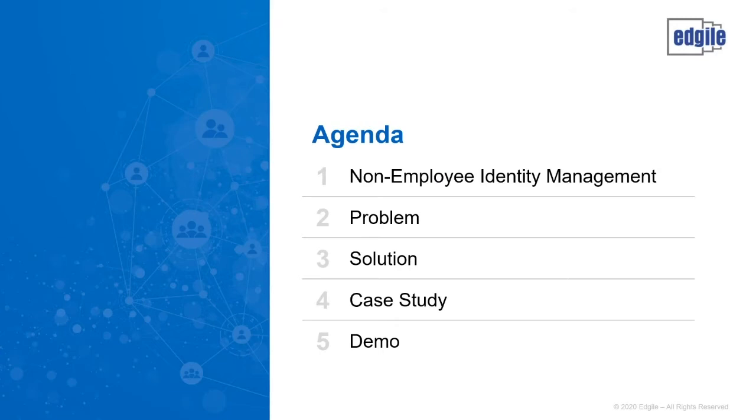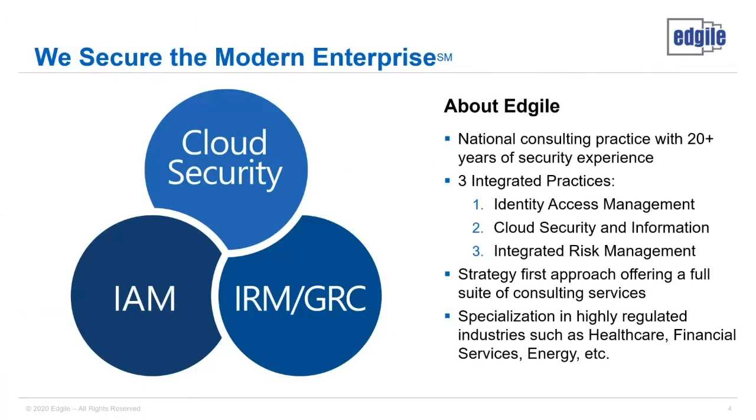So before we dig too far into the topic, if you aren't already familiar, I'll take a couple minutes to introduce Agile and our identity practice. At Agile, we are a strategy-first risk and security advisory and services firm. We were established in 2001 in the San Francisco Bay Area and are backed by a $3 billion private equity fund. We've got a national practice of deep specialists that are focused on establishing and maintaining long-term client relationships by really helping our clients be successful.